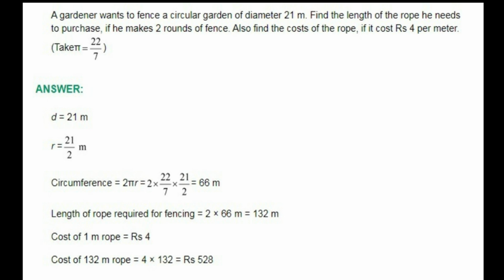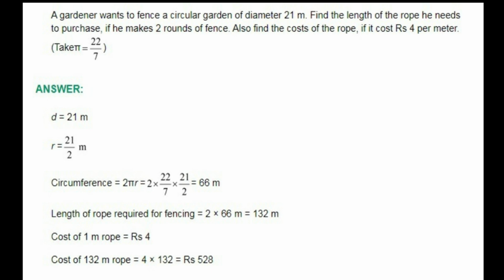If we divide the diameter by 2, we will get the radius, and the radius is 10.5 meter. Now we have to find the circumference of the circle, because as I told you earlier, the circumference is nothing but the outer portion. In this case we have to find the outer portion, the total length. So we are finding the circumference of the circle using the formula 2 pi r, and the circumference is coming as 66 meter.